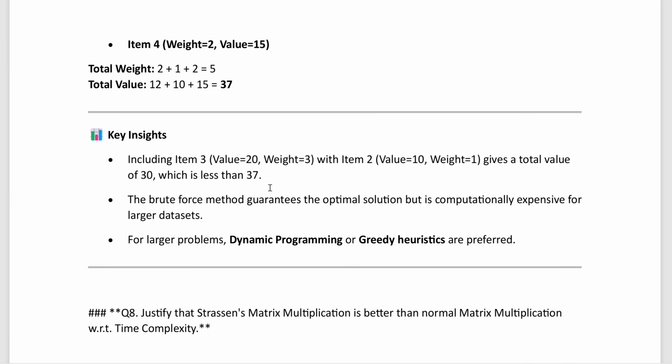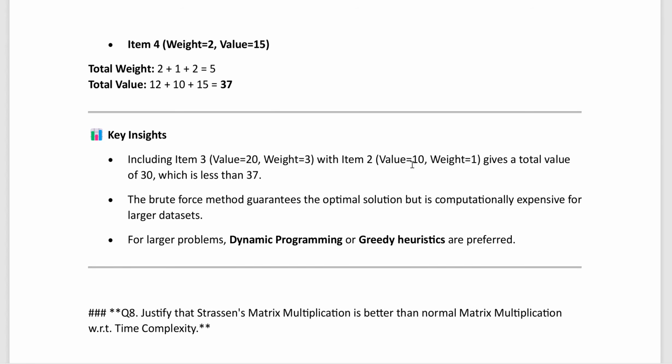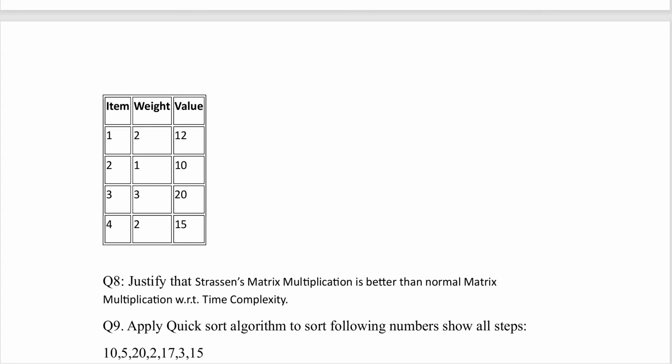So we have successfully solved this problem, right? The key insight is about including item 3. Why have we not included item 3? Because its value is the largest, it can result in a large sum, but when we consider item 3 with item 2, that is 3 plus 1, 4, it is okay, but the value becomes 30.